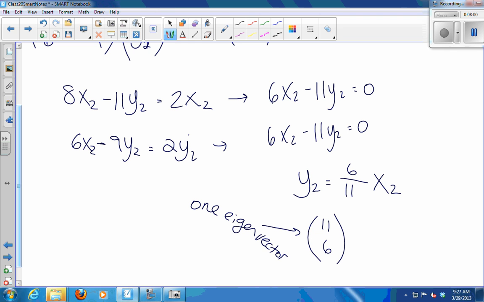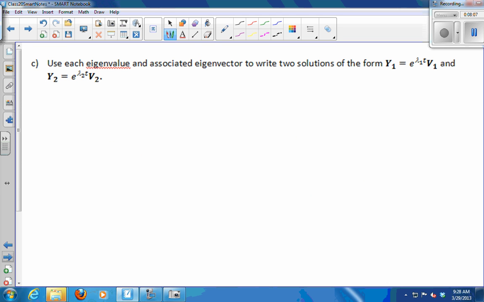Out of an infinite number, all the vectors that lie on that line. All right, so now we're going to use each eigenvalue and associated eigenvector to write two solutions. So I've got y1 is e to the lambda 1, which is negative 3t, times the vector that we found that was associated with lambda 1 equals negative 3. Any vector. One of them would be (1, 1), because my straight line solutions were y equals x.